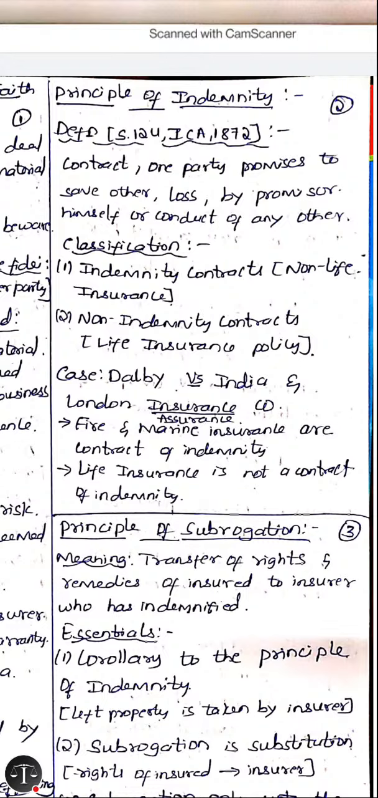There are two cases actually. Dalby versus India and London Insurance Co. In this case, it was held that fire and marine insurances are contracts of indemnity. The next case is Dalby versus India and London Assurance Co. In this case, it was held that life insurance is not a contract of indemnity.